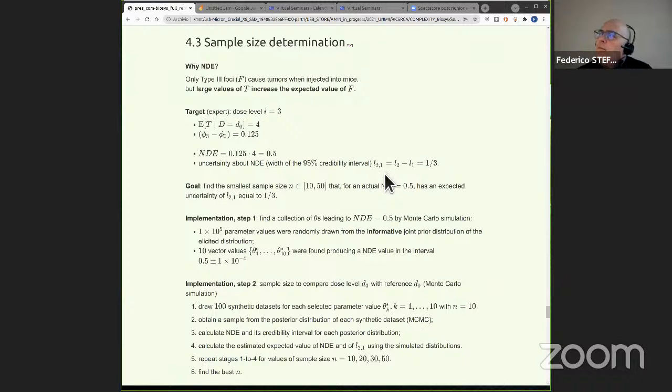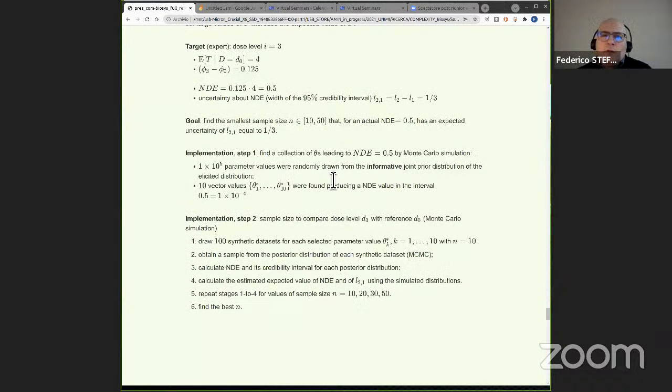The solution to this problem was obtained in 2 steps. The first one is to perform a Monte Carlo simulation in order to find a collection of parameter values, theta star 1, theta star 2, and so on, able to produce a natural direct effect equal to 0.5, plus or minus a small numerical amount. And actually, after drawing 100,000 parameters from the informative prior distribution we just saw, we obtain 10 values of the theta vector, so theta star 1 up to theta star 10.